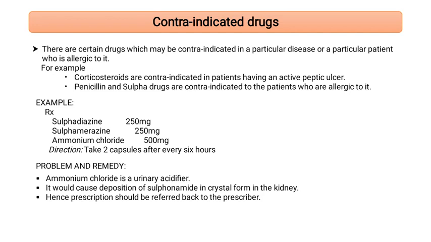So this ammonium chloride causes the deposition of sulfonamide in the form of crystals in the kidney. So the combination of ammonium chloride and sulfonamide results in sulfonamide in crystal form in the kidney. So these prescriptions should be referred back to the prescriber.